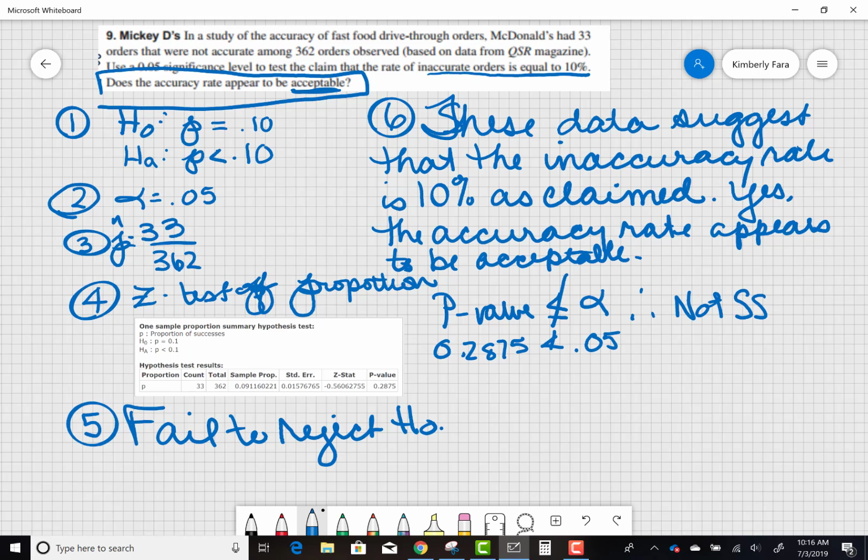So that's how you use StatCrunch to find the p-value for a z-test of proportions. It's the same as when you get into the means and the standard deviations. If you have a question on how to use StatCrunch, go to YouTube and do a search for what you're doing, and you'll find a video that tells you how that works.